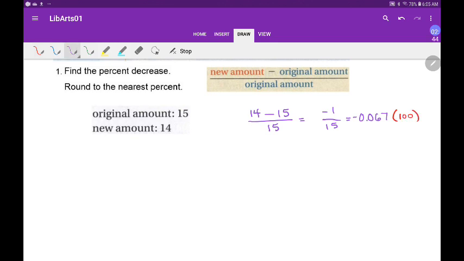And so I type 1. I just move the decimal point over one place, and I get negative. So let me do that physically here. 1, 2. I move it over twice, and I get negative 6 point. If I round, it's 7%. Okay. So once I multiply by 100, then I can say percent. So I had a decrease of 6.7%, and I don't really have to say decrease because I have a negative sign there. Okay.